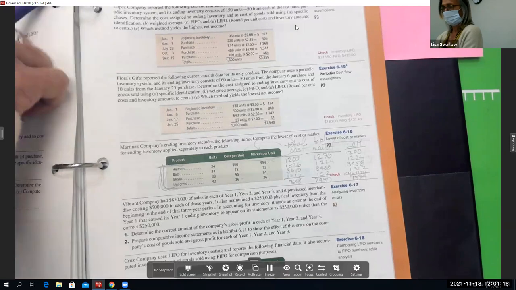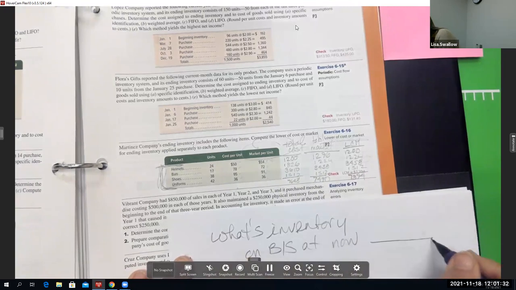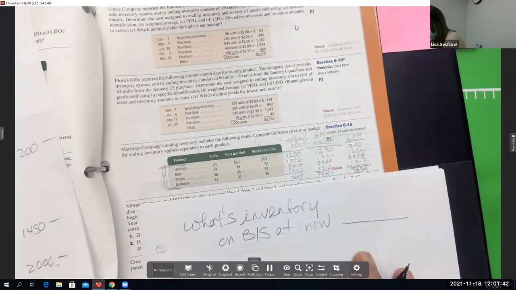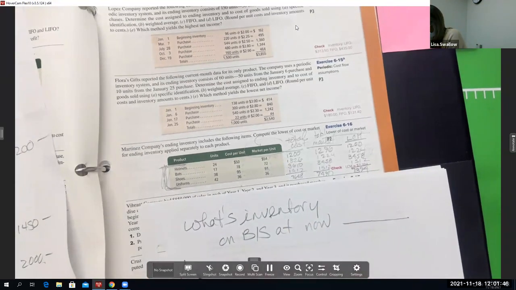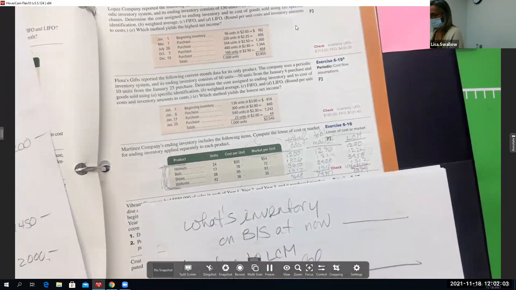So here are my questions. What's inventory on the balance sheet at now? Okay, no, don't answer these out loud. We're going to put them on a piece of paper and talk about them. I want you to write what your inventory on your balance sheet is at now. I want you to tell me, according to LCM, what should it be at, or what does it have to be at? And then I want you to make the journal entry.